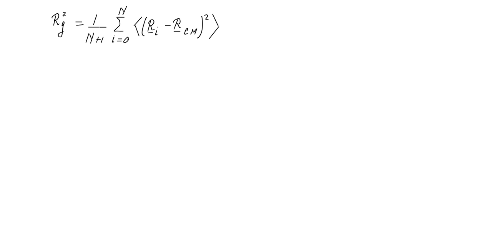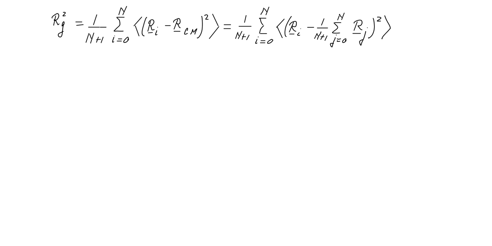We now turn to the radius of gyration, which we also analyze for the free chain, or the freely jointed chain as it is sometimes called. And we expect this radius of gyration to have a dependence on n which is similar to that of the end-to-end distance. And if we write out the R_CM, the center of mass position, as the sum over all the positions times 1 over n plus 1, we obtain this expression.